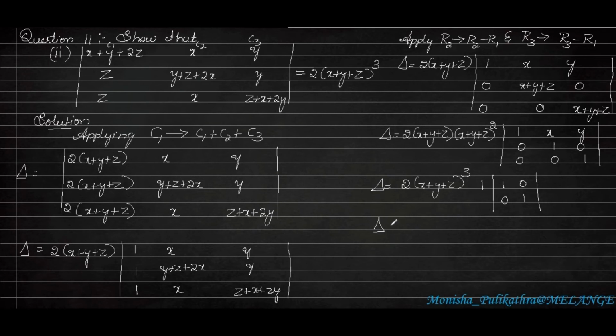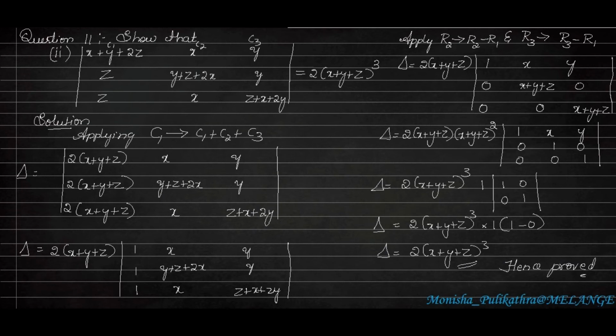Okay, so delta is equal to 2 into x plus y plus z whole cube into 1. Here the multiplication of the diagonal terms, 1 ones are 1 minus 0. So 1 into 1 is 1 itself. The remaining answer will be 2 into x plus y plus z whole cube. So whatever they have asked us to prove, we have got that. So write down, hence proved.